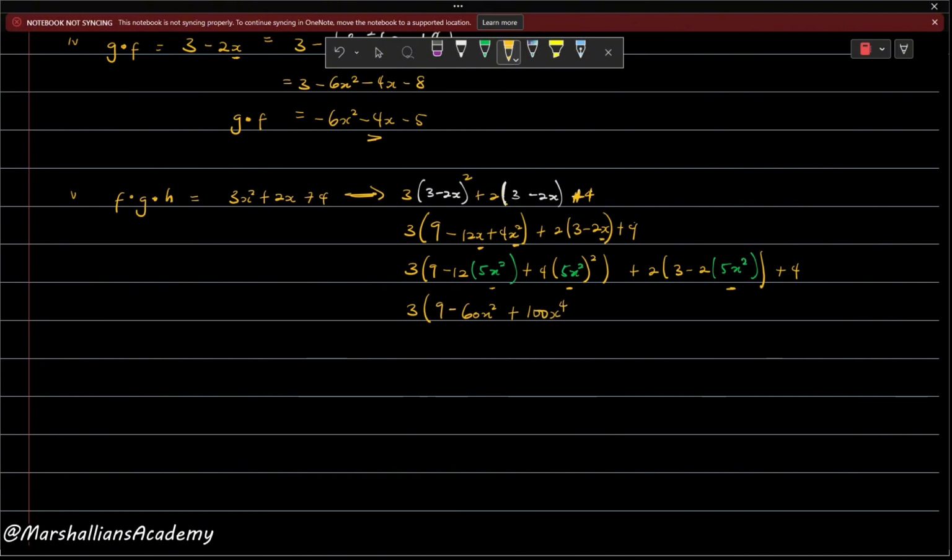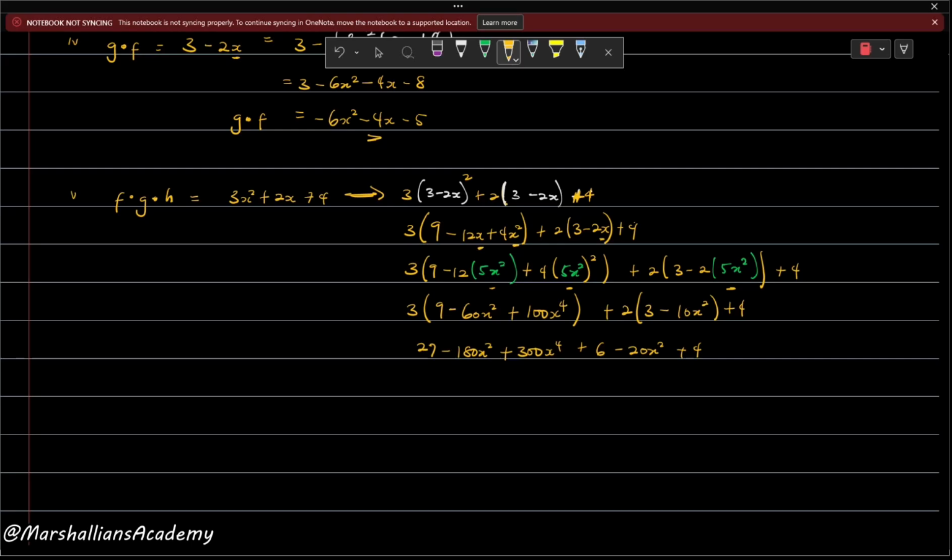If you didn't get it, rewind the video again and watch it till you do. So I have done this, I have done this, I have done this. Plus 2 into bracket 3 minus 2 times 5x squared is minus 10x squared. It's very easy. Plus 4. Now let's open the entire bracket. 3 times 9 is 27. 3 times minus 60 is minus 180, so I have minus 180x squared. 3 times 100 is 300x to the fourth. Plus 2 times 3 is 6. 2 times minus 10 is minus 20x squared.